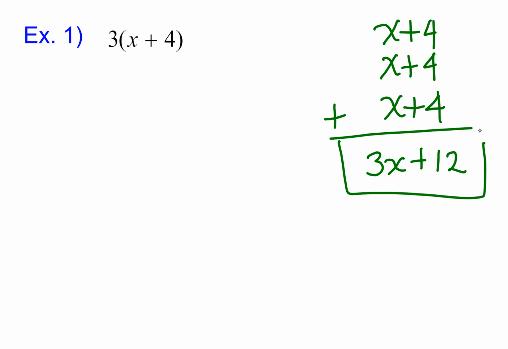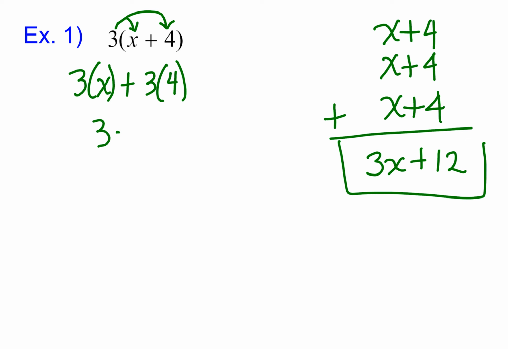But the distributive property helps us to work easier and faster. So if we think about giving this 3 out to the x and a 3 out to the 4, then this becomes 3 times x plus 3 times 4. Once again, we simplify. 3 times x is 3x, and then 3 times 4 is 12. So we can get the same result without writing everything out.